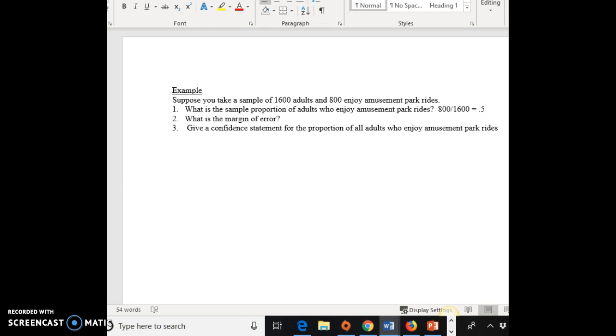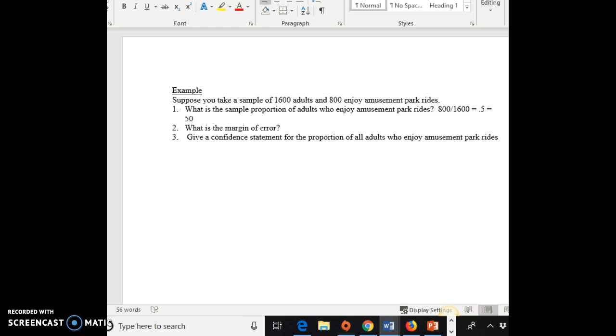Now notice a proportion is always between 0 and 1. On the other hand, if we want to change that into a sample percentage, we can move our decimal place 2 places, and it's 50%. So 50% of adults enjoy amusement park rides. That's the sample percentage. 0.5 is the sample proportion. So very important to distinguish those two.